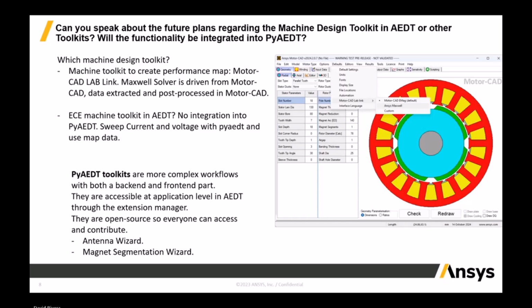For now, we have two open source toolkits, one for high frequency application, the antenna wizard that allows you to design antenna, and another one for low frequency application for the magnet segmentation to segment and skew magnets. These are accessible through AEDT, through the extension manager that I showed in the previous presentation regarding the installation of PyDT and extension manager.